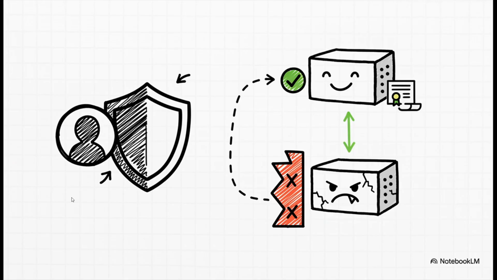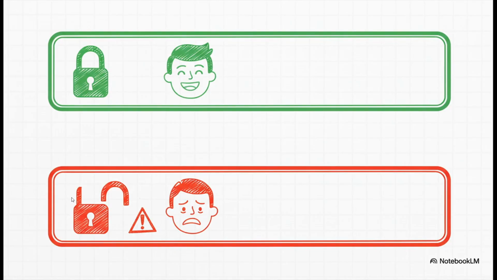Now, authentication. This one is so important. How do you know you're really talking to your bank's website and not some super clever fake one? Well, HTTPS solves this with a digital ID card called an SSL certificate. It verifies the website's identity so you know for sure you're in the right place and not on some imposter site. And finally, all of this builds trust.